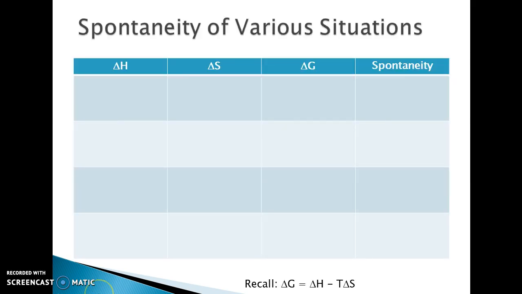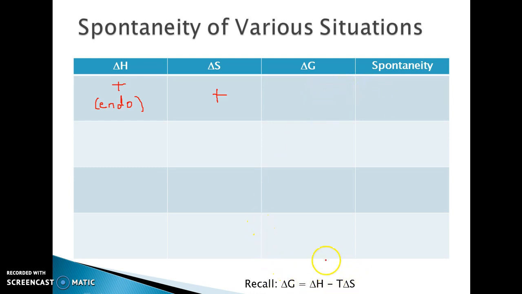So let's just look real quick at how we might apply this concept of delta G in different situations of delta H and delta S. So in this table, we're going to look at 4 different situations. So if we have a situation where delta H is positive, which would be endothermic, and delta S is also positive, what would the value of delta G be? Would it be negative? Would it be positive? And what does that have to do with the spontaneity?